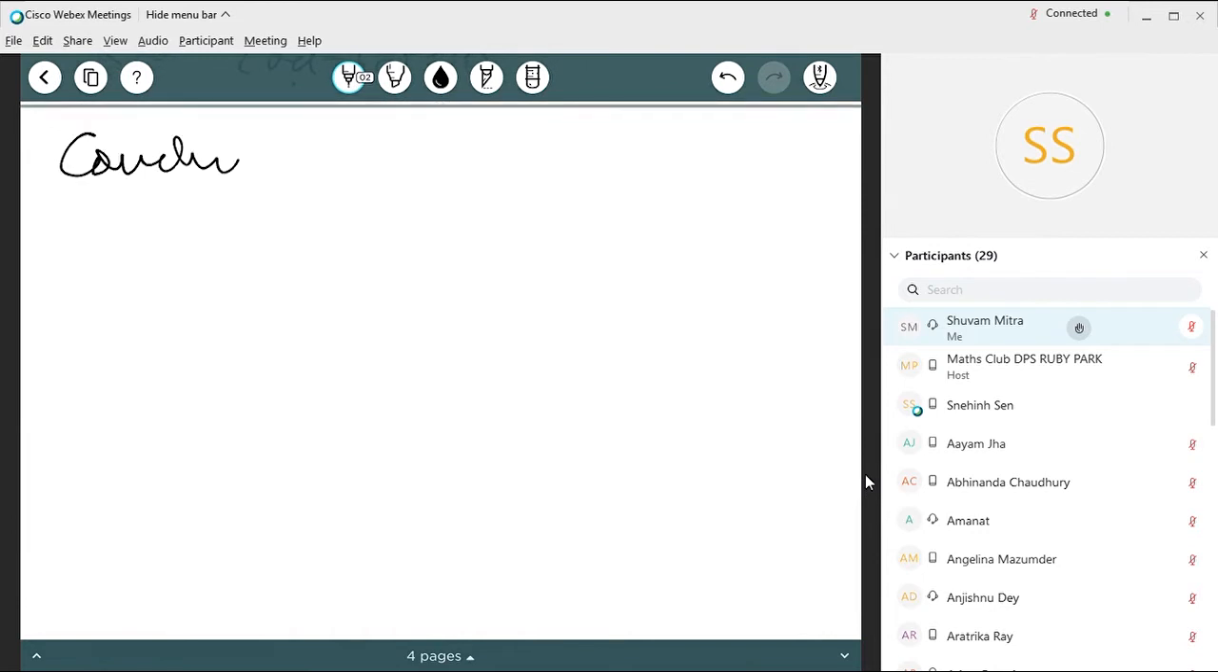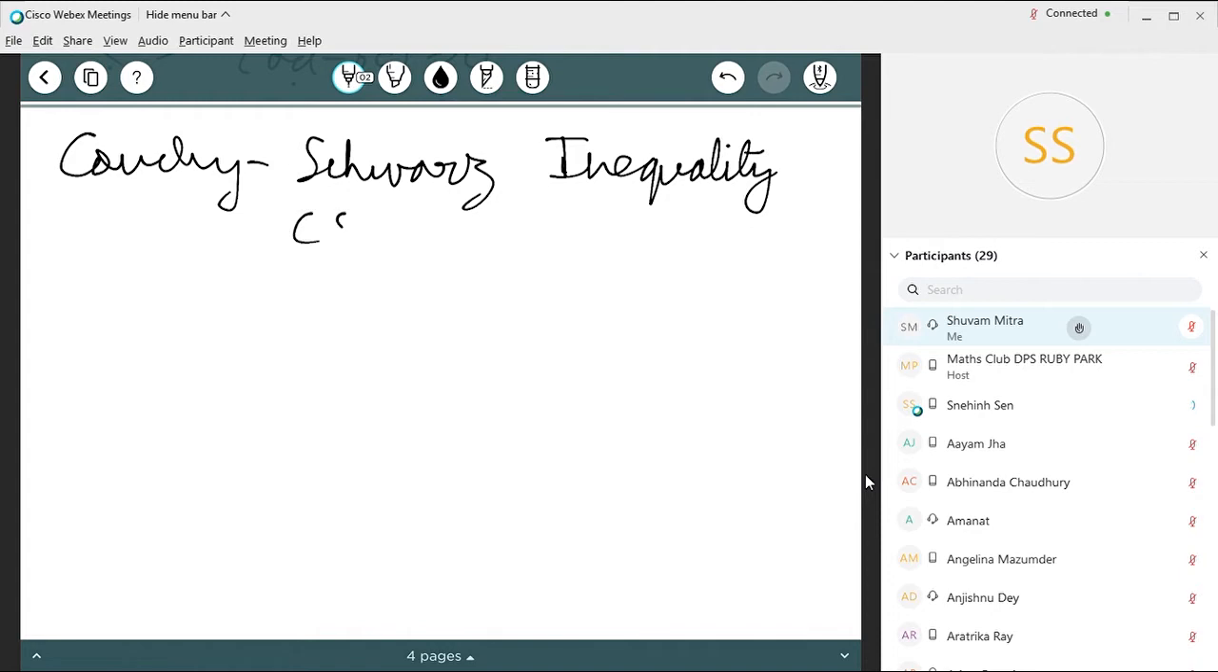Cauchy-Schwarz inequality, generally written as CS inequality. Dada, did we prove the previous example?